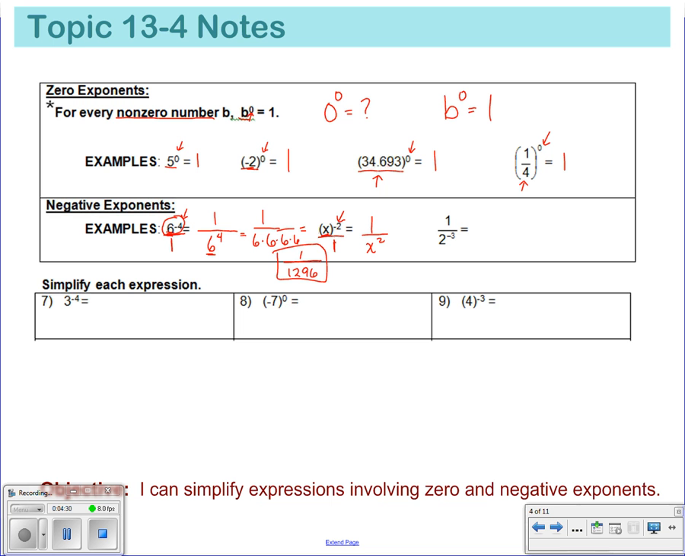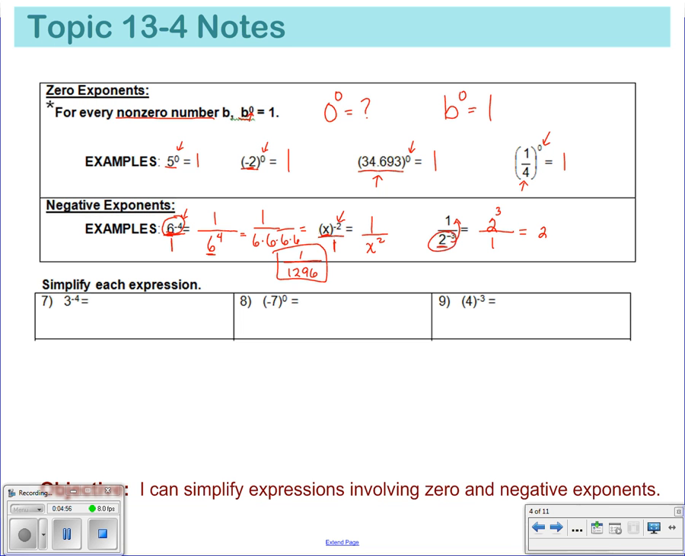My last example, notice I already have it looking like a fraction. I have a base raised to a negative number, so my 2 is raised to a negative exponent. Since I started at the bottom, we're now going to move to the top. So the 2 goes on top. Notice the 2 doesn't change, it's still a 2, but the exponent is now positive. And I put it over 1.